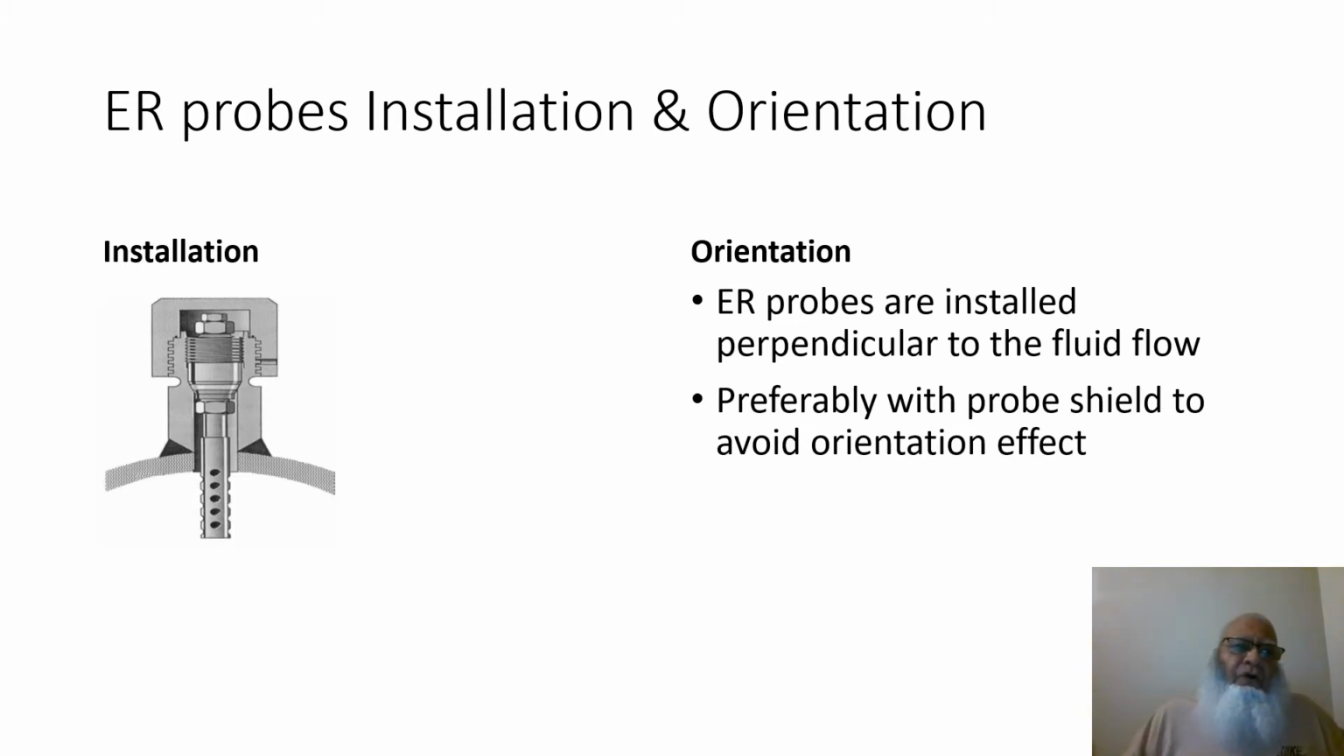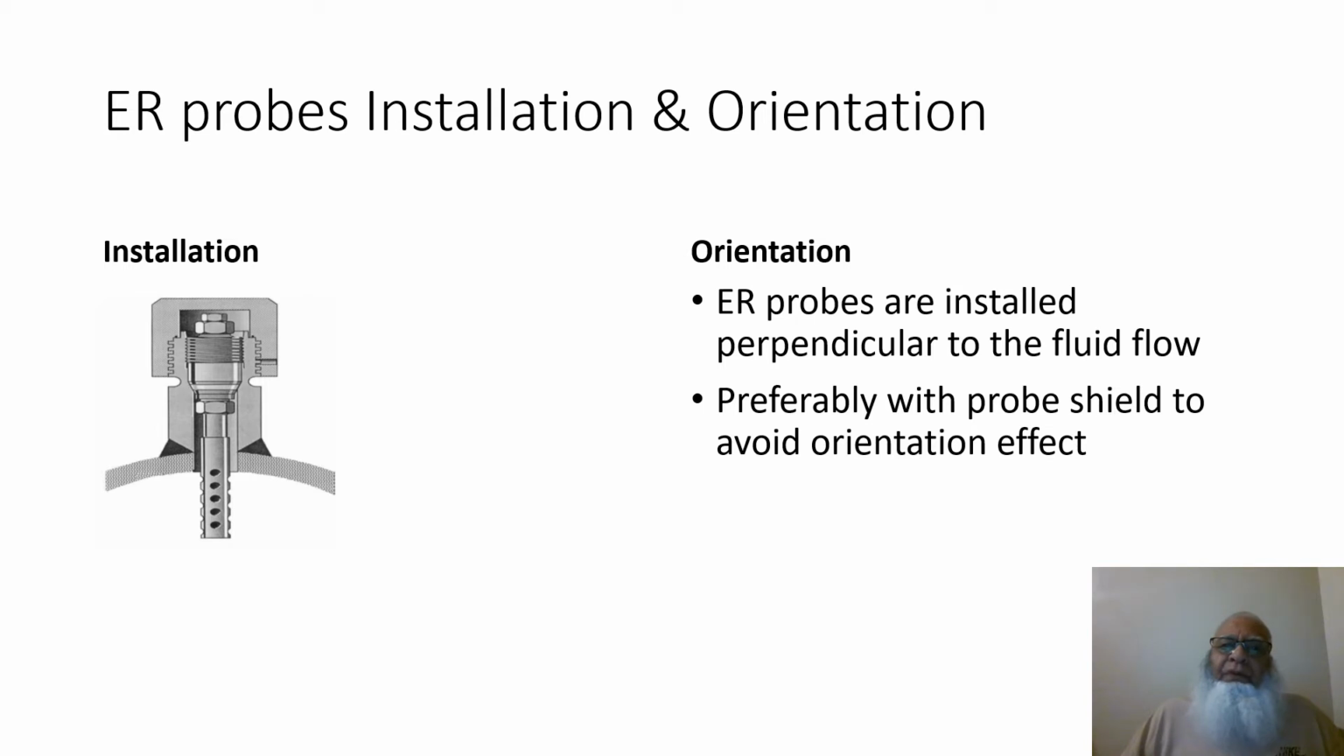This slide shows how the high pressure ER probe is installed into the pipe. The orientation of the probe during installation is very, very important. If the erosion shield or velocity shield is not used during installation, orientation matters, but it's always better to use the erosion shield to avoid any orientation effect.